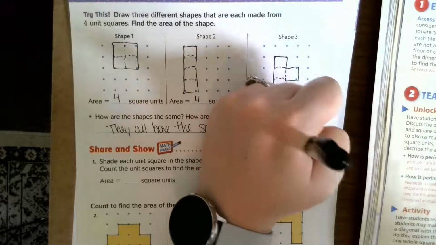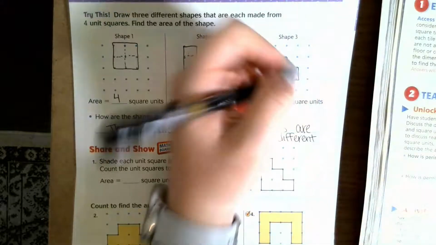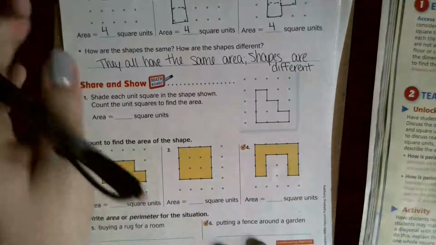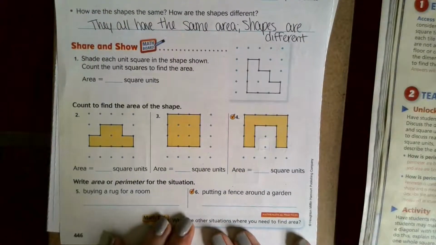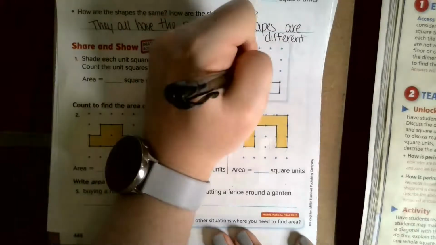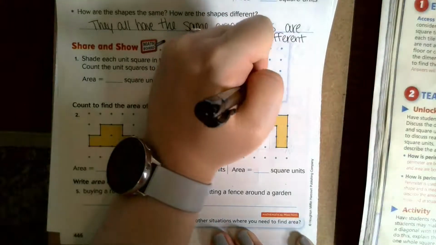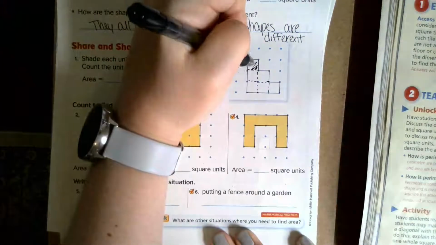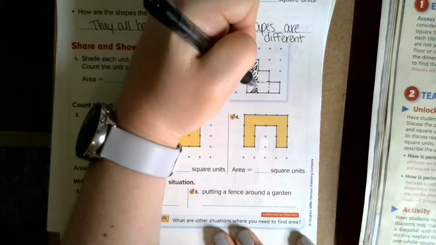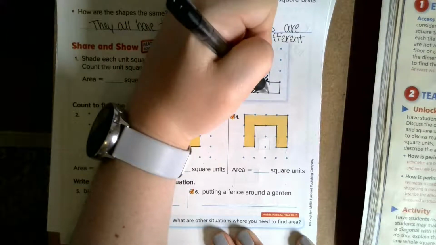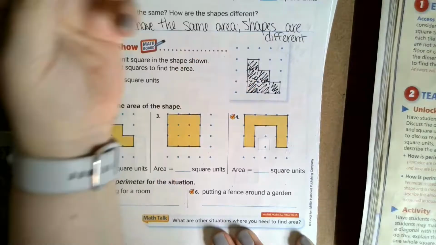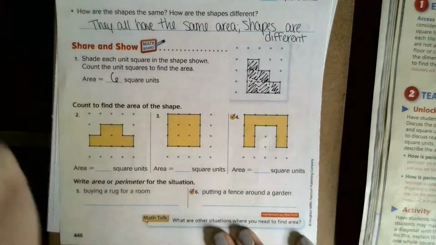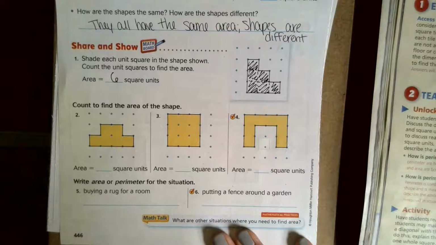Okay, let's do a few more together. Let's look at our share and show. It says, shading each unit square in the shape shown, count the unit squares to find the area. So I like to go in and divide them up because it's easier for me, and then I would shade them. 1, 2, 3, 4, 5, 6. Just count up the square units. Awesome.